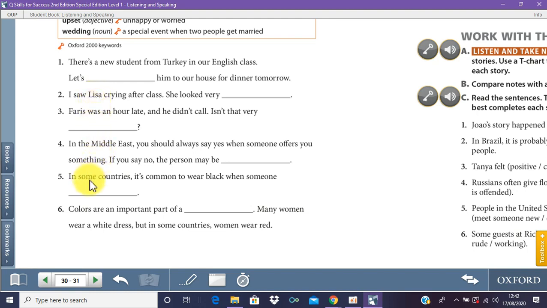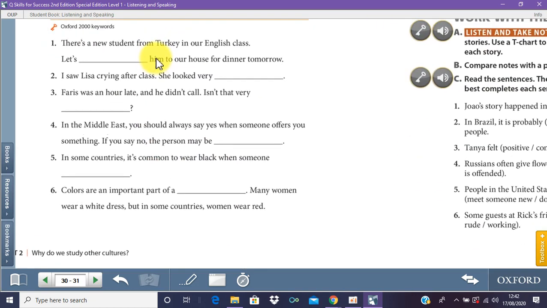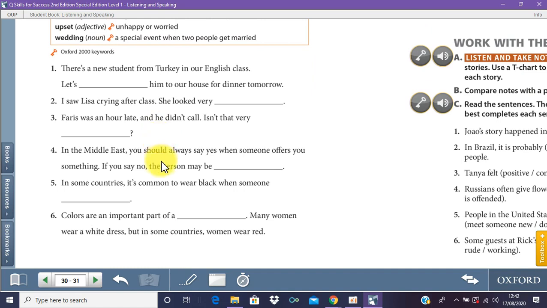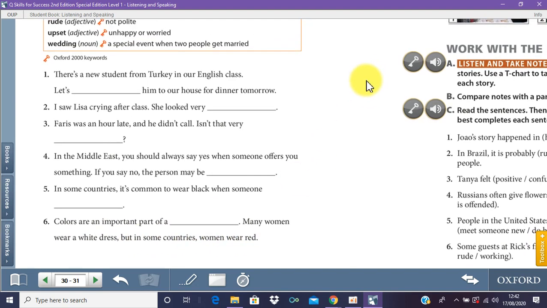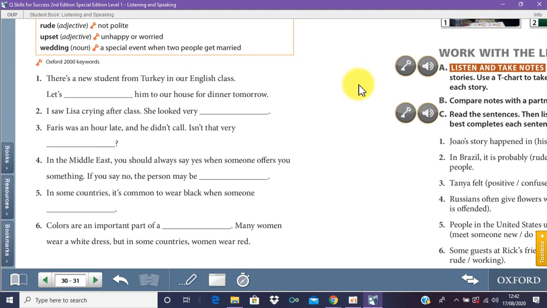Number 5, in some countries, it's common to wear black when someone, the answer for this one would be die, okay? When someone dies, they usually wear black. Number 6, colors are an important part of a, well, the answer for this would be wedding. Many women wear a white dress, but in some countries, women wear red, okay? In my country, in England, they wear white. Sometimes they wear red, but mostly white, okay?